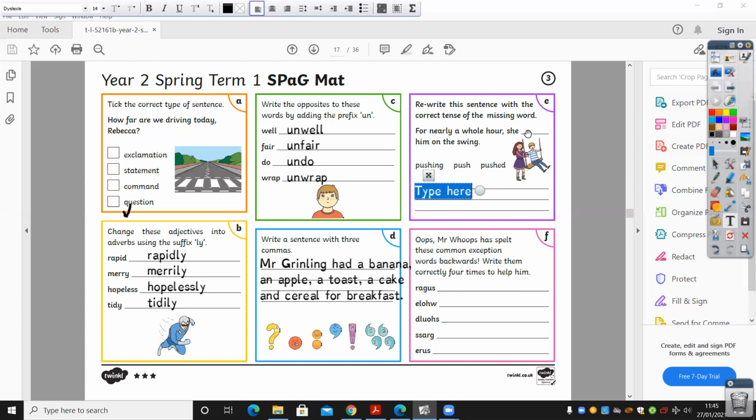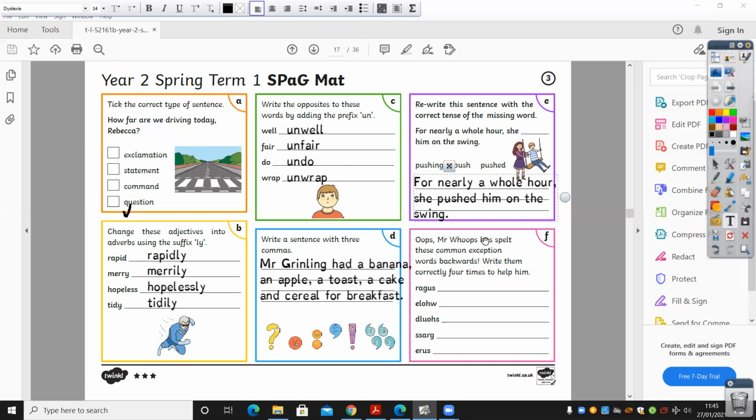For nearly a whole hour, she push him on a swing. No, that doesn't sound right either. For nearly a whole hour, she pushed him on a swing. Absolutely, that is going to be the correct verb that I need to put in. It says rewrite the sentence, so I have to rewrite it. For nearly a whole hour, comma, she pushed him on the swing.